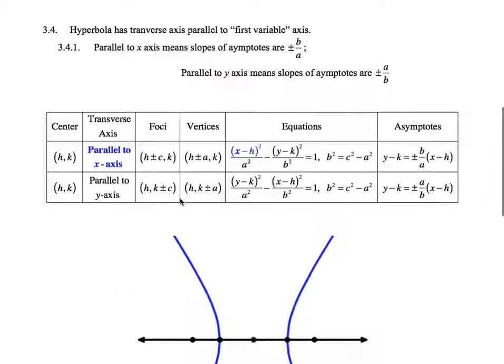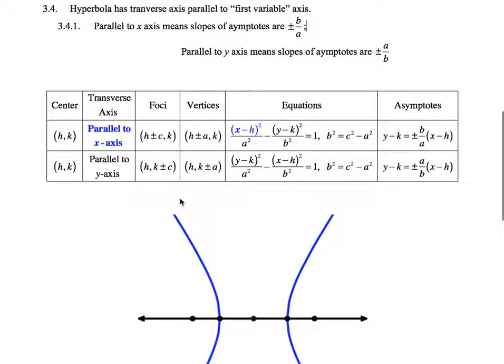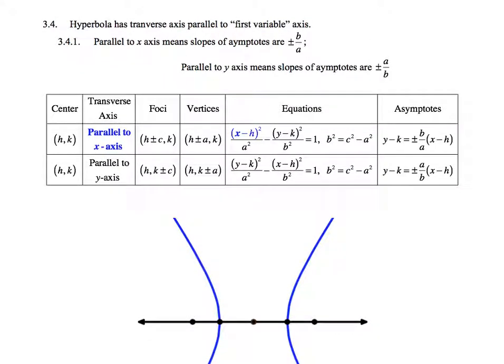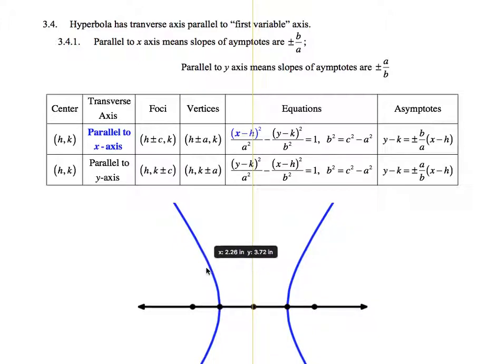What I think is probably a little more confusing is the equations of a hyperbola. And I thought of this way to simplify how you look at those, how you might remember those, and that's with this.